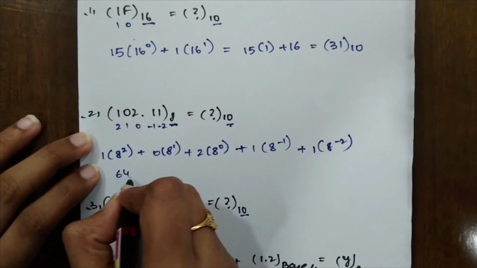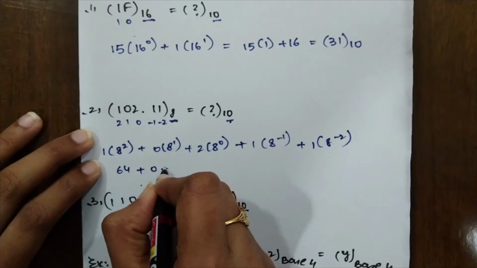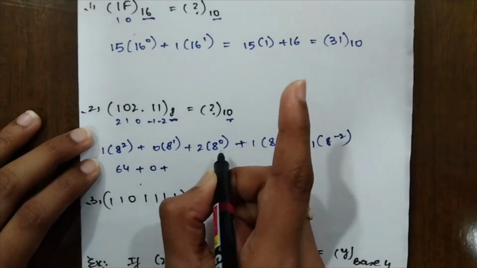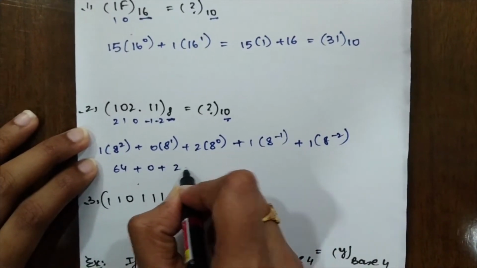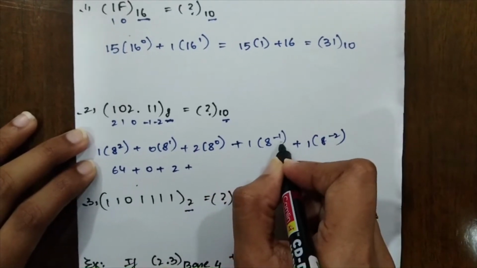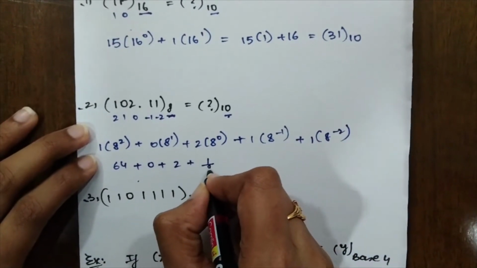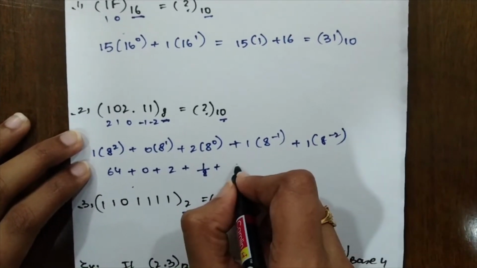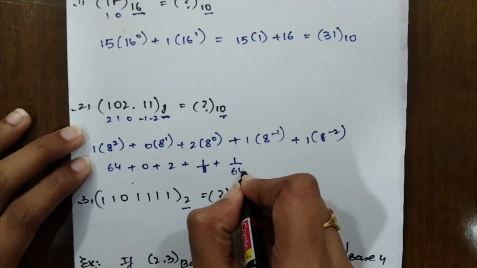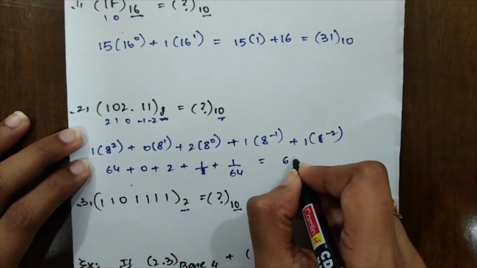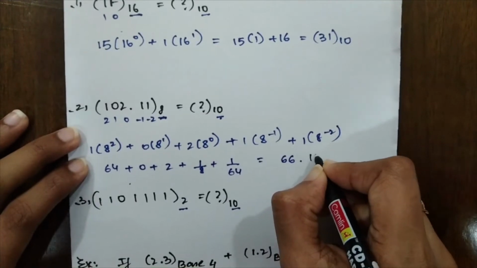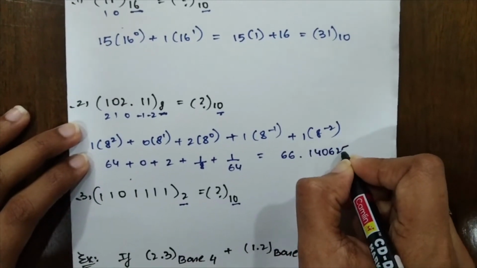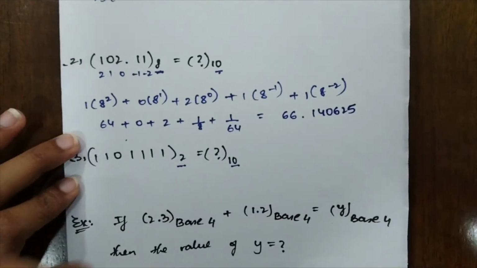Now 8 square is 64, plus 0 into anything is 0. Anything power 0 is 1. So 2 into 1 equals 2, plus 8 power minus 1 is 1 by 8, plus 8 power minus 2 is 1 by 64. After solving this entire expression, you will be getting 66.140625. Done.